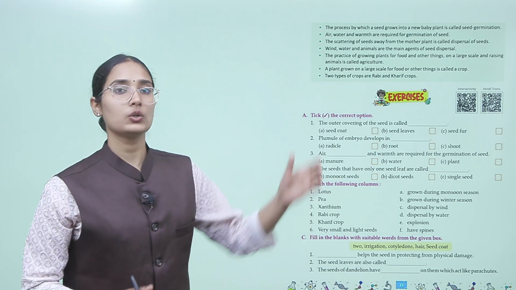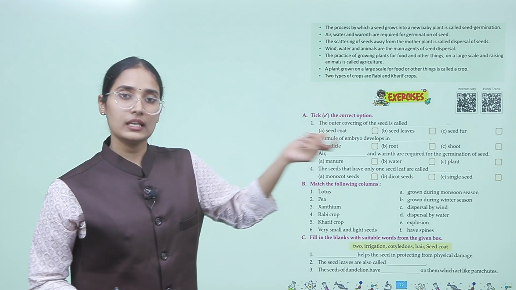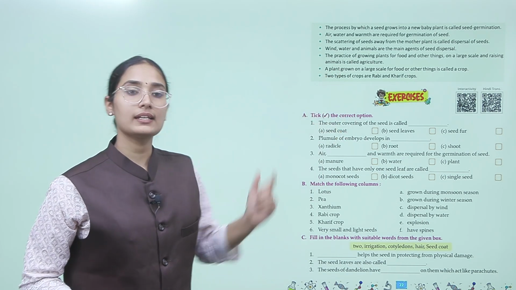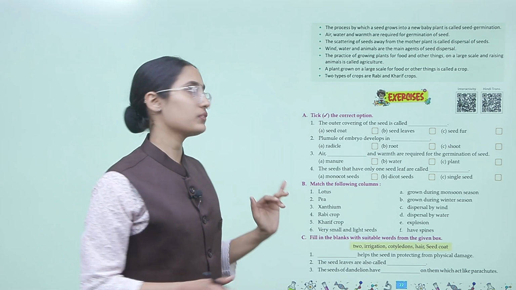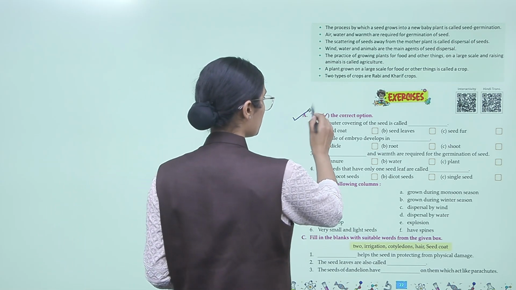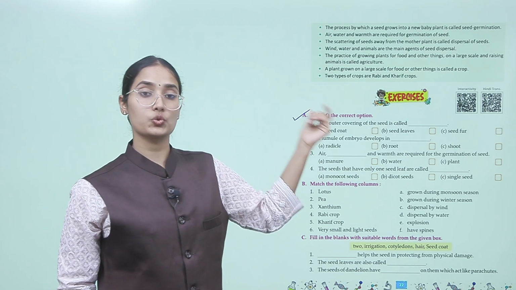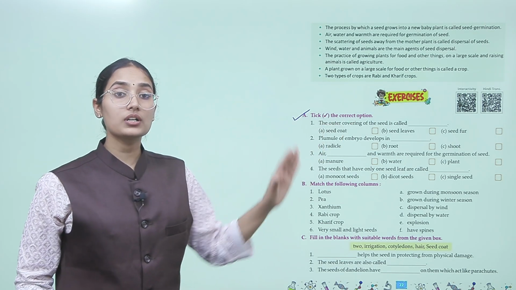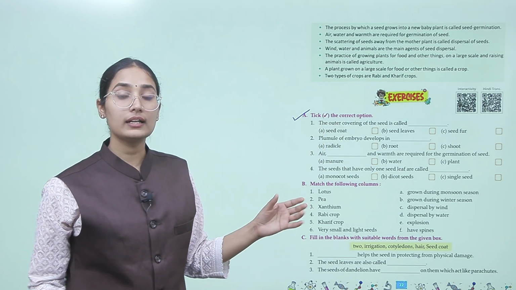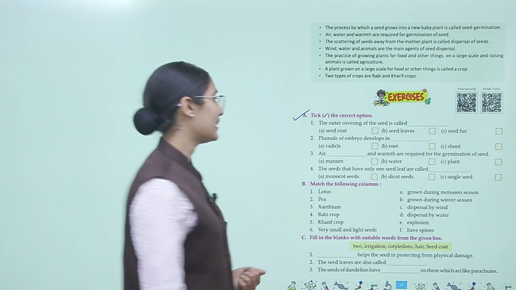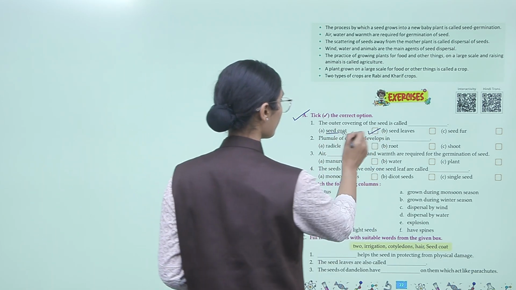So, we will go through each question one by one, and then we'll try to solve one part of each question. The rest of the part you will do on your own. So, first is tick the correct option. We have to choose the right option. The outer covering of the seed is called the coat, the seed coat.